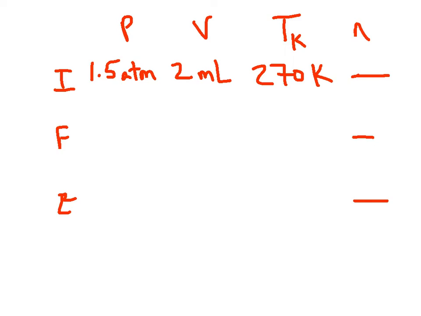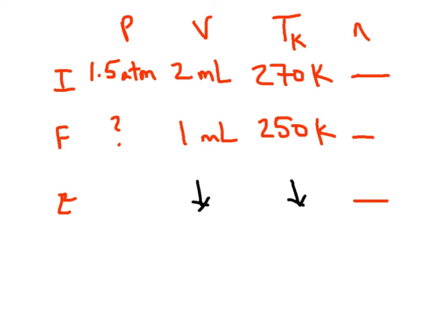Okay, if the volume changes to 1 milliliter and the temperature goes down to 250 Kelvin, what will happen to our pressure? What will the final pressure of our system be? So what we need to do next is identify what's happening, what's the effect. Temperature went down, volume went down. We have to determine how each of these changing variables is going to impact the overall pressure of the system.